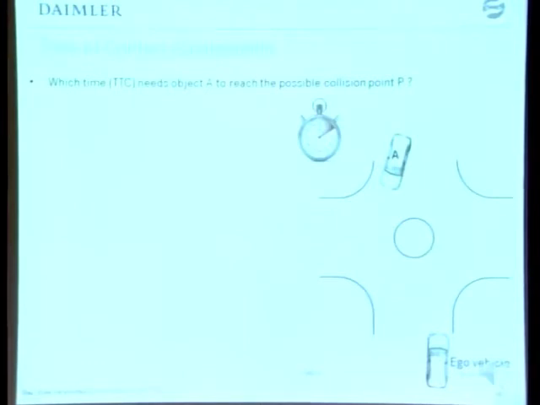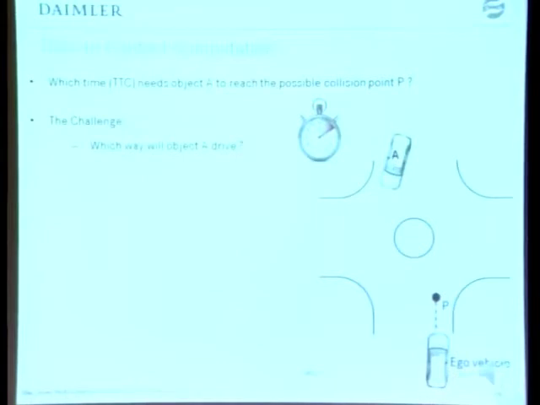Now, after the object detection and recognition, we want to estimate the possible collision time between an oncoming car A and a possible collision point P. The possible collision point is in front of our ego vehicle. Of course, both cars want to enter the roundabout, and the major question is: is it allowed to enter the roundabout or not?